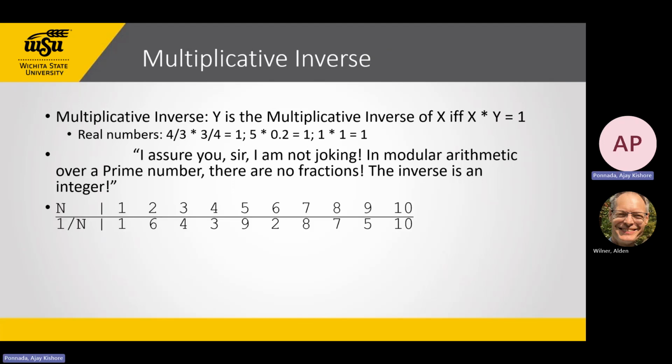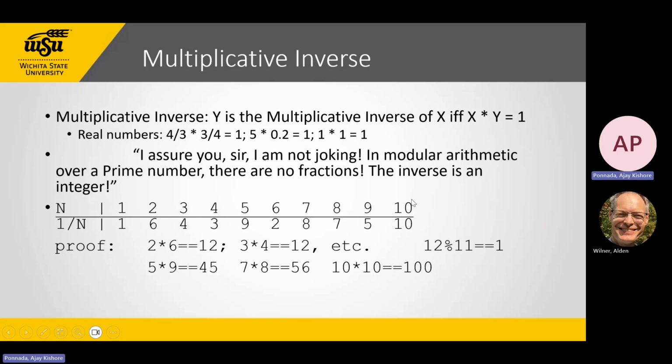So if you see how that works: 2 times 6 is 12, 3 times 4 is 12, and 12 mod 11 is 1, as we saw in our table. Again, 5 times 9 is 45, 7 times 8 is 56, 10 times 10 is 100, and so on. Here 4 and 3 are multiplicative inverses, 2 and 6, 6 and 2. These numbers are multiplicative inverses of each other, as we saw in our table.